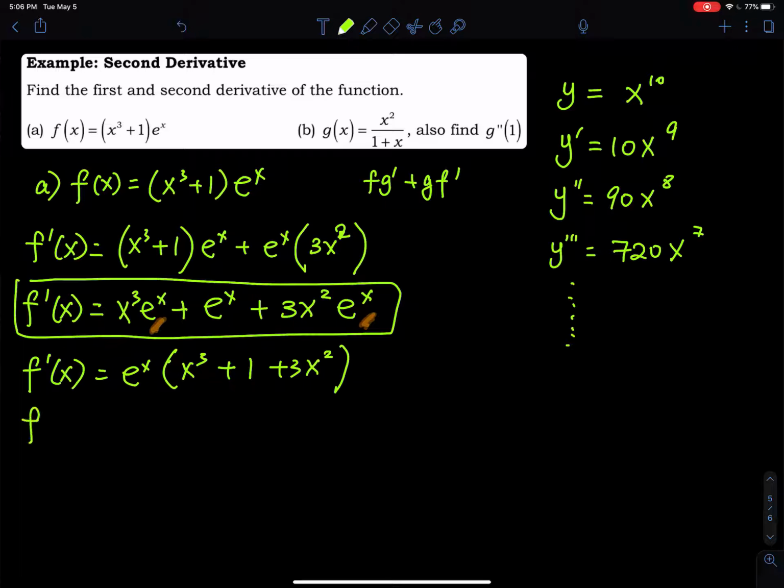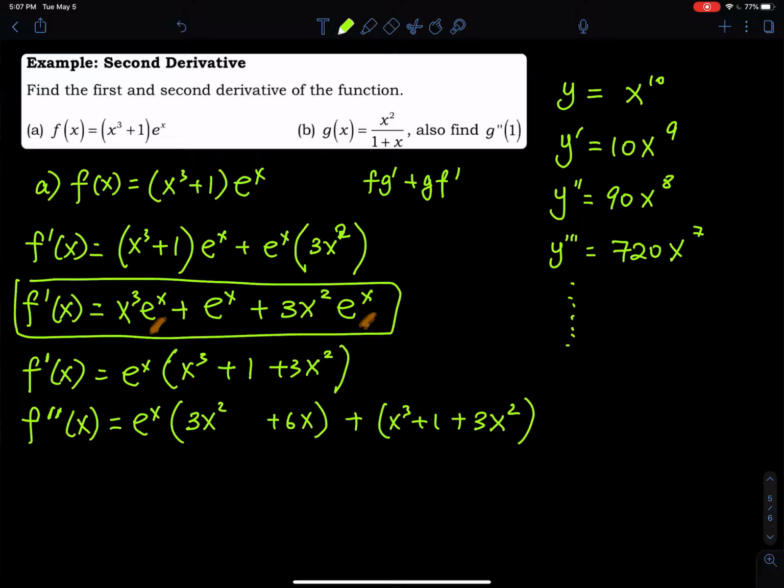So f prime double prime is not single. Oh, that one is single prime. My mistake. So that one is a single prime, and then this one we have a double prime. So we take the derivative of the parenthesis. So f and then g prime. That will be 3x squared, and then this is a 0 plus 6x, and then plus, copy the parenthesis, and then the derivative of f is still e to the x.